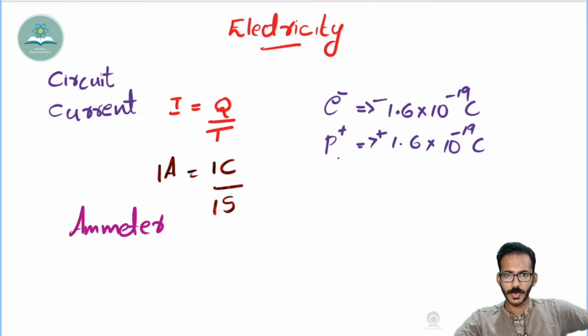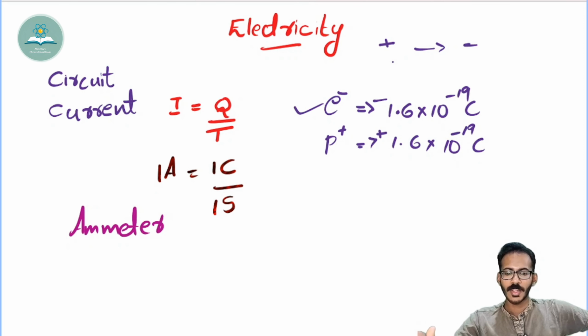Just now we told that electricity is flowing, or current is flowing, from positive to negative. And we also told that it's the flow of electron. Electron is negatively charged. Then how will it go from positive to negative? It should go from negative to positive, right?